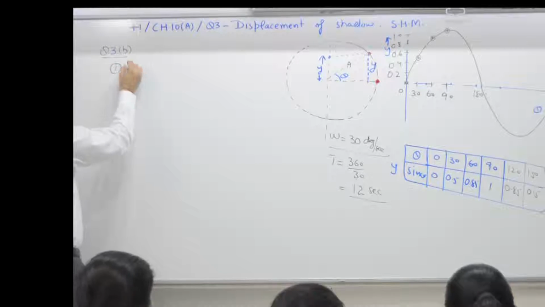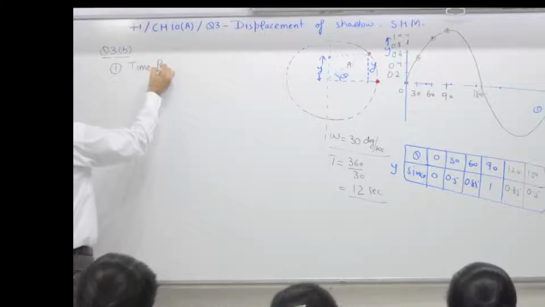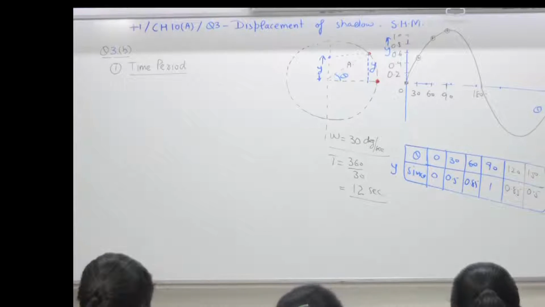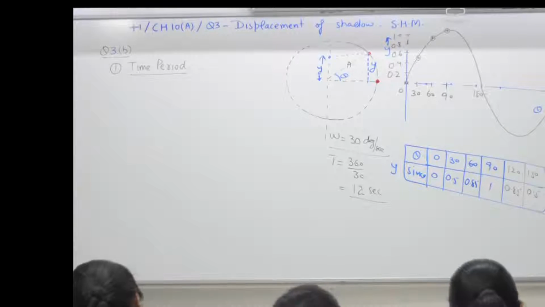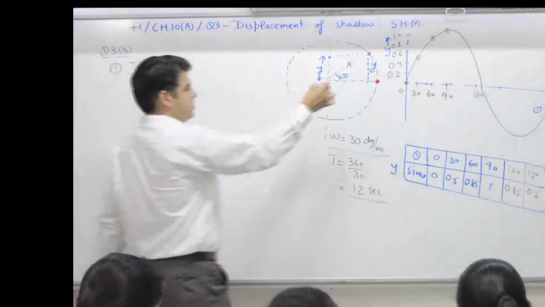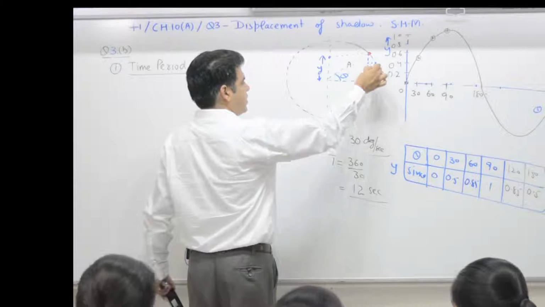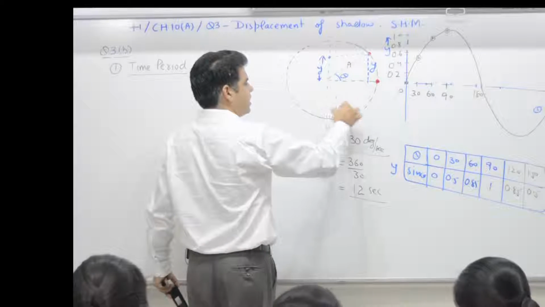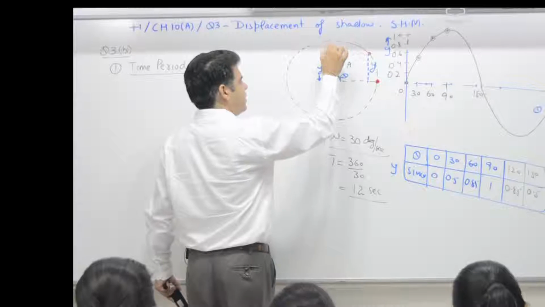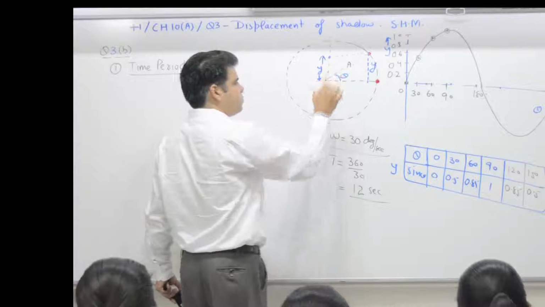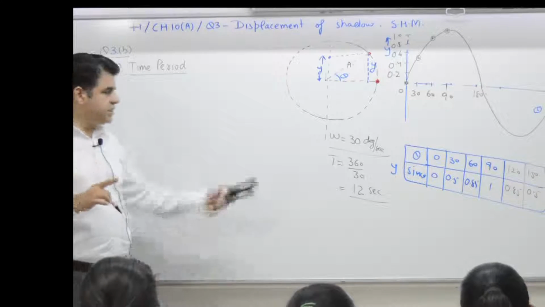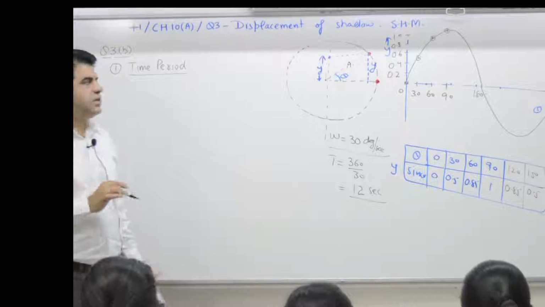B part, first point is what? Time period. It is the least interval of time after which the periodic motion of a body repeats itself. At t equal to 0, the particle is here. It completes one circle. The shadow also moves, starts from here, moves up, down, comes back to the main position. Minimum time taken is, in this example, 12 seconds.